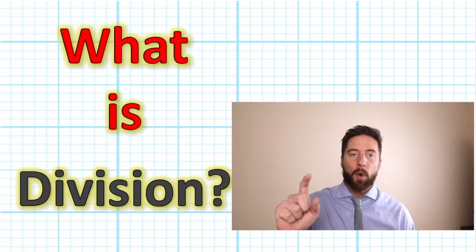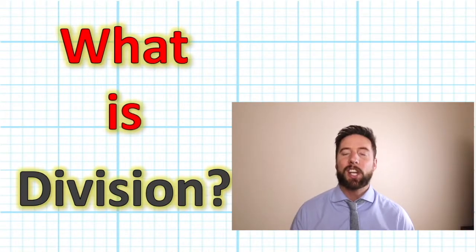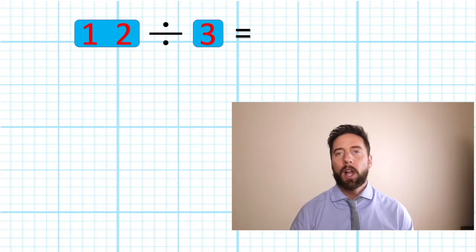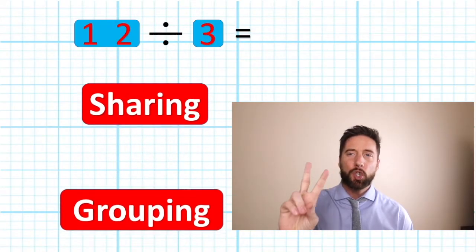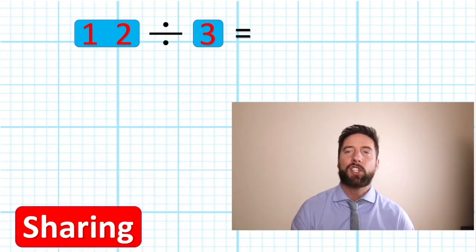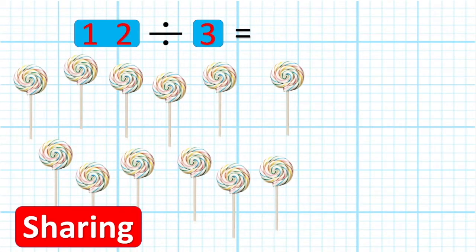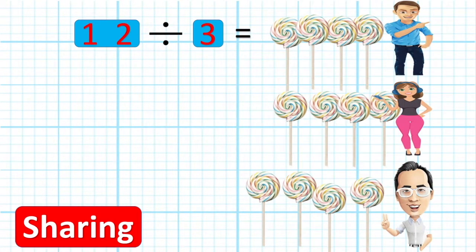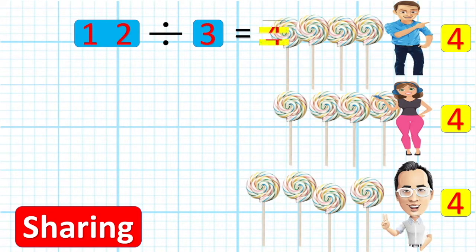Right, before we can start, we need to think about what division actually means. Well, if I pull this question up, 12 divided by 3, we will learn that we can talk about division in 2 different ways. We can talk about it as sharing. If I have 12 lollipops, I can share them evenly between my 3 friends, giving them a total of 4 each. So 12 divided by 3, 12 shared by 3 is 4.